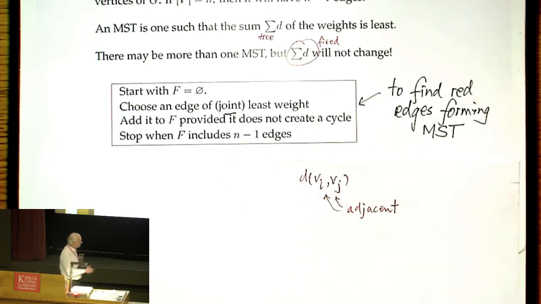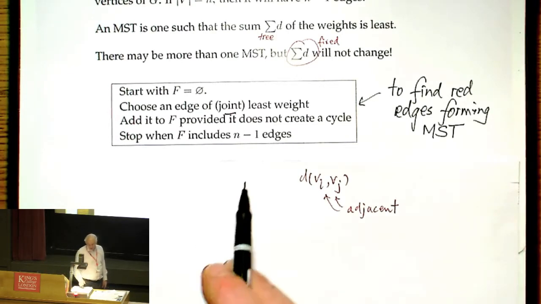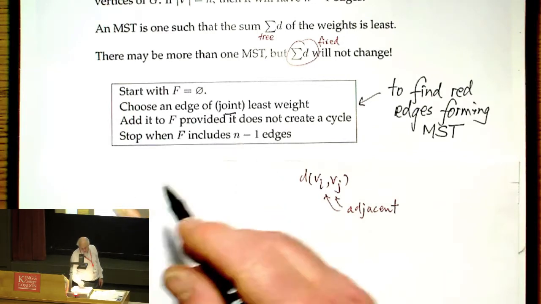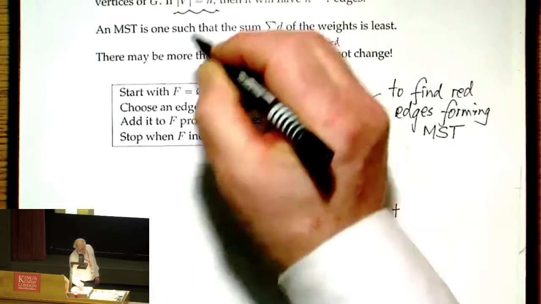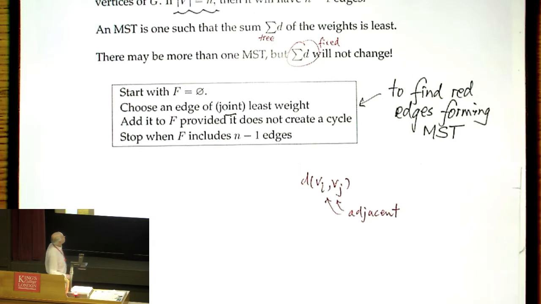As soon as you get a cycle, that's no good. You haven't got a tree, so you can't add an edge if it forms a cycle. That's the only proviso, and you keep going until you have a spanning tree. Or another way of saying that is you keep going until you have n minus 1 edges, assuming that the number of vertices is n. That's all there is to Kruskal's algorithm. So I'll do it now. I'll do it with the example.